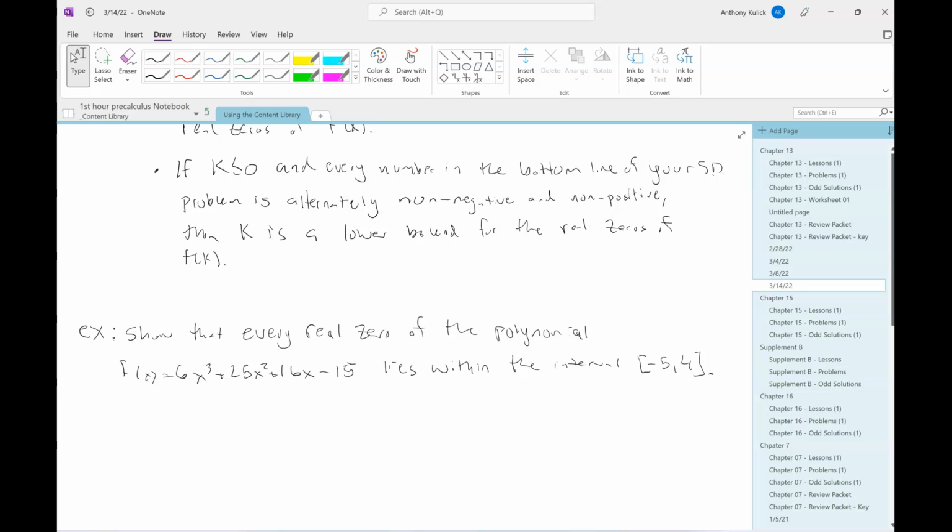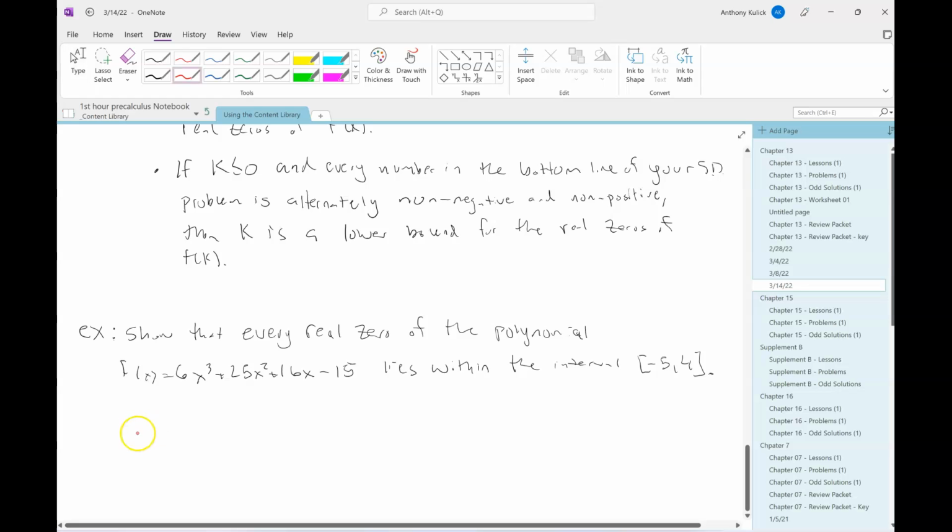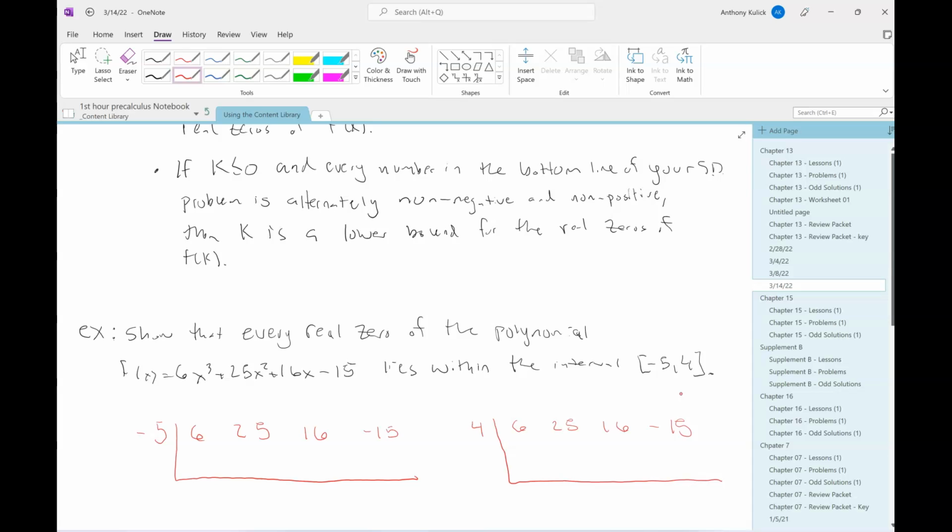So to show every zero for the polynomial f of x, which is yada, yada, yada, lies within the interval from -5 to 4, what I need to do is two synthetic divisions. I need to divide f of x by -5, and then I need to divide f of x by +4. Everybody's okay with that?